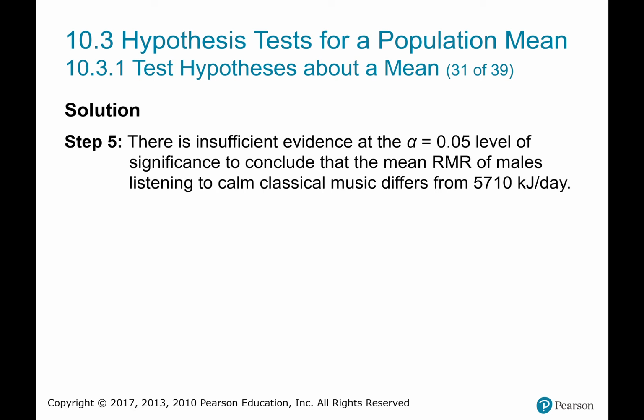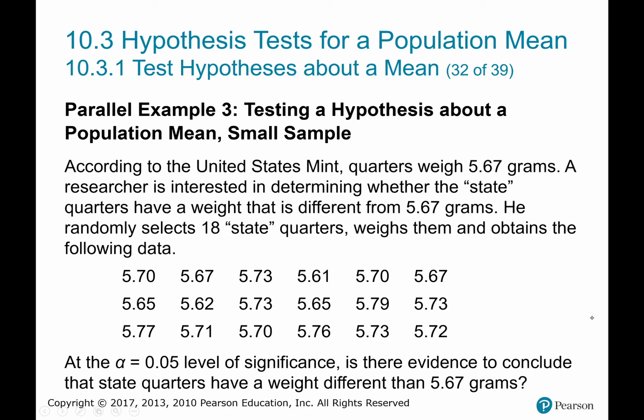There is insufficient evidence to conclude. So all that means is that p was greater than alpha, and so there's insufficient evidence to conclude that listening to the music will make the amount of kilojoules per day different from 5710, okay, which was the original null hypothesis.